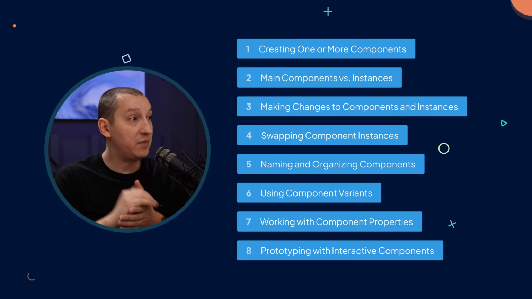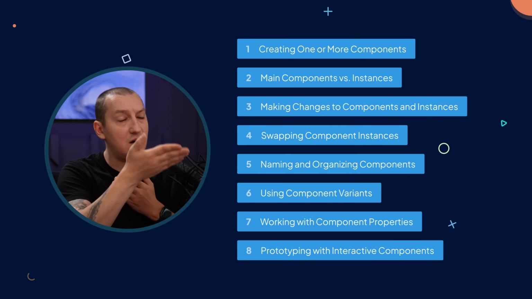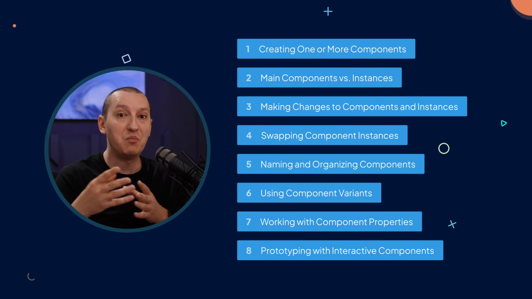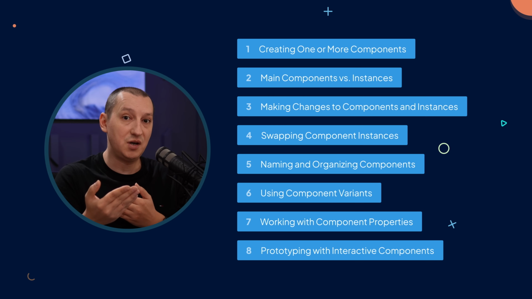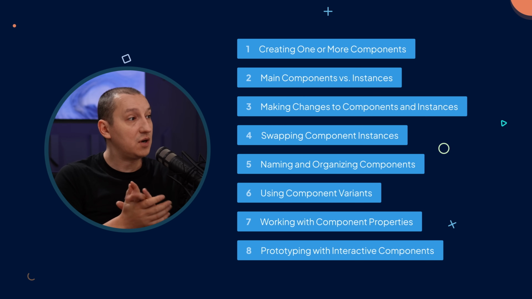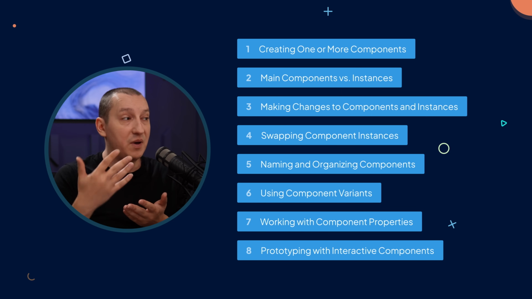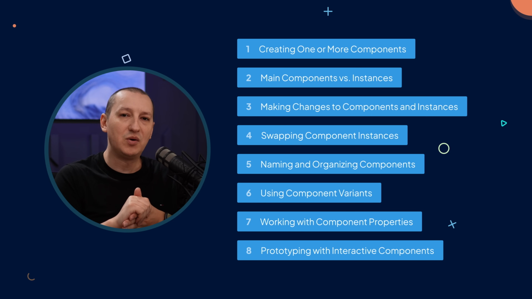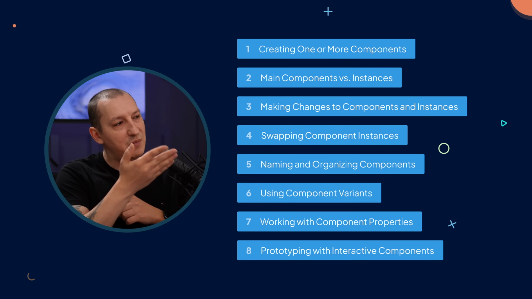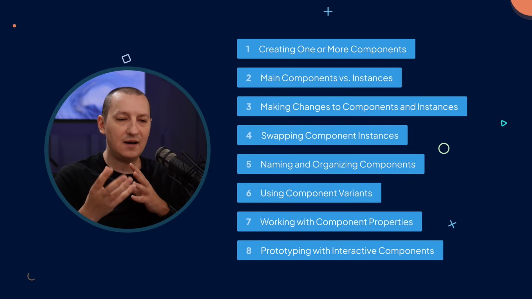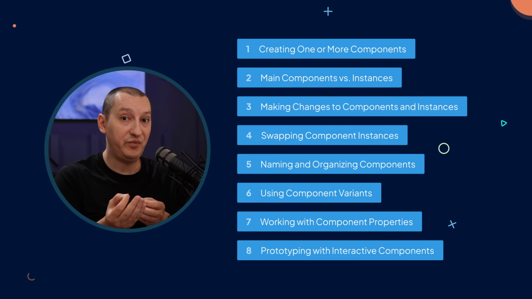The following lesson is about making changes, right? So what can and cannot be modified in a component or an instance, and what happens when you do make those changes. Next, we'll talk about instance swapping. So how to do it, what are the benefits, and we'll also talk about component nesting. Then we'll briefly discuss naming and organizing and how giving a component the right name can be very helpful.